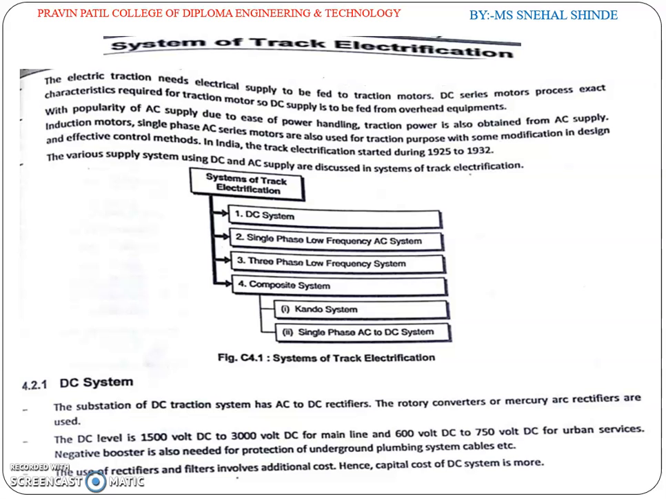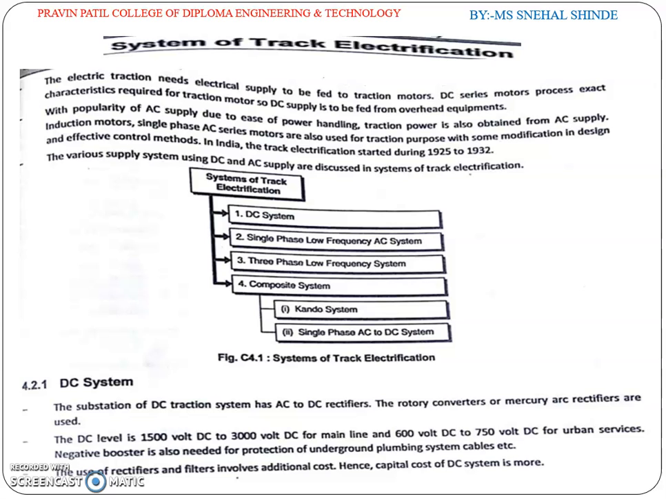The main advantage of using DC is due to the DC series motor. These motors have the exact characteristics which are required by the traction system, but the initial cost of the DC substation is very high. Also, they are to be placed at shorter spans. The provision of a negative booster is a must.